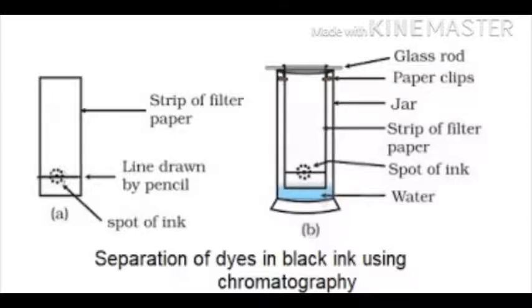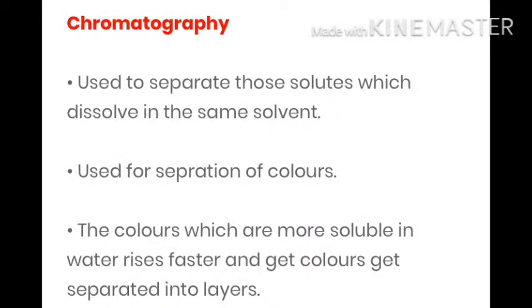When the water reaches near the top end of the filter paper strip, the paper strip is removed from the jar and dried. This paper with colored spots at different heights is called a chromatogram. Now, chromatography is used to separate those solutes which dissolve in the same solvent, used for separation of colors. The colors which are more soluble in water rise faster and get separated into layers. Now this is done in the activity which I told you just now.